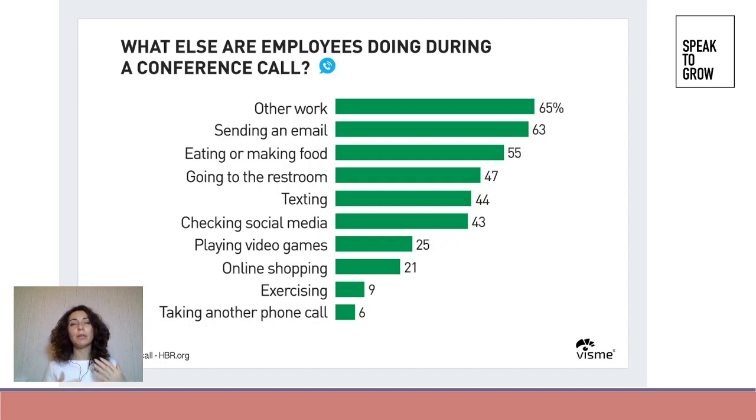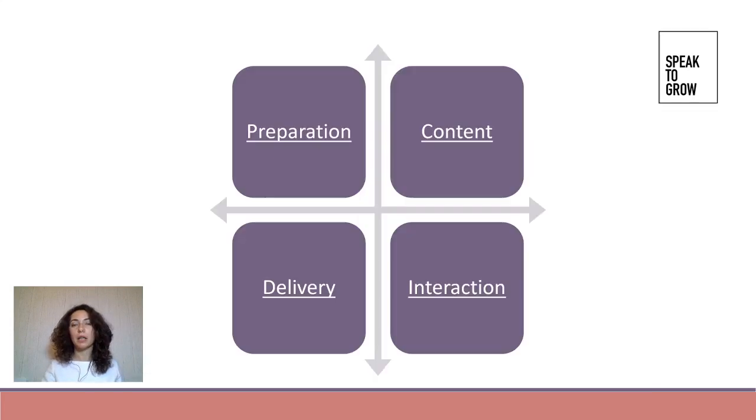And I'm going to repeat it again and again today because it's something that makes online presentations really effective and brings great results. So we are going to look today into four main aspects: preparation points, content, delivery, and the way to interact with audience. Let's start from preparation.